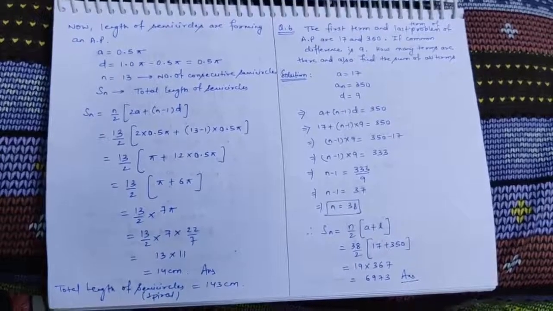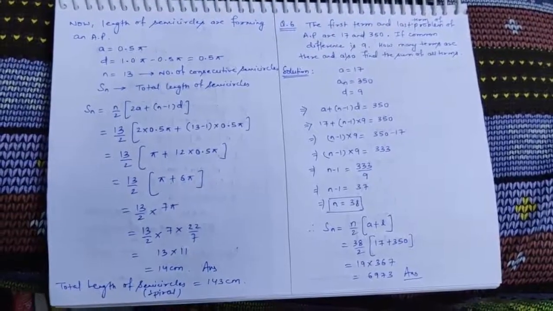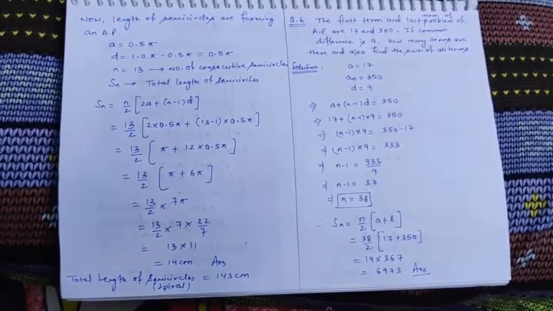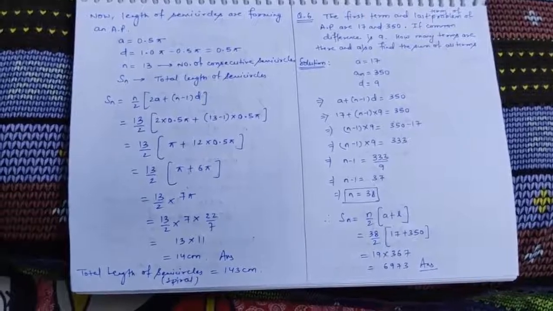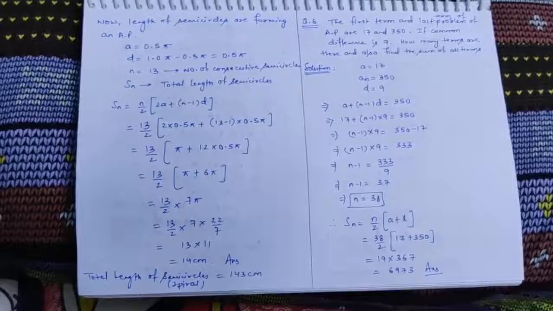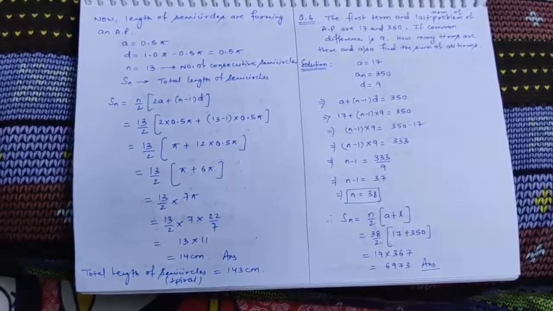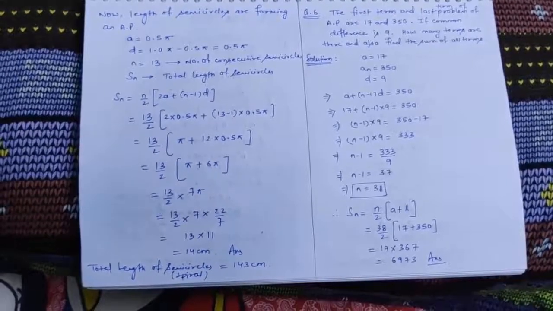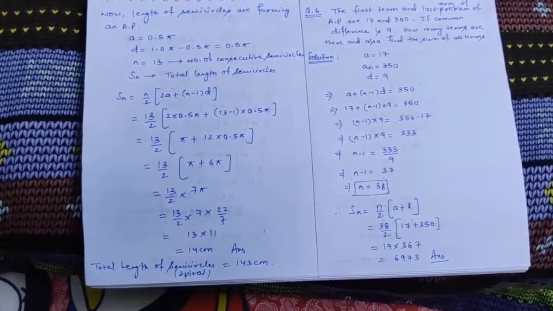Now the lengths of the semicircles form an AP. So the first term is 0.5 pi. The difference is also 0.5 pi. In total we have 13 semicircles. So in order to calculate the length of the spiral, or the total length of the semicircles, which is the circumference sum, we use the formula Sn is equal to n by 2 multiplied by 2a plus n minus 1 into d, where n is 13, a is 0.5 pi and d is 0.5 pi.